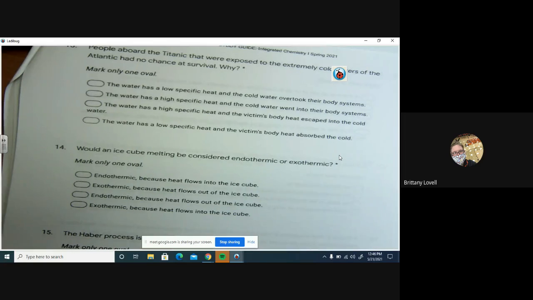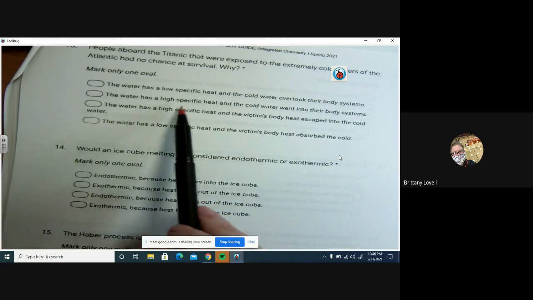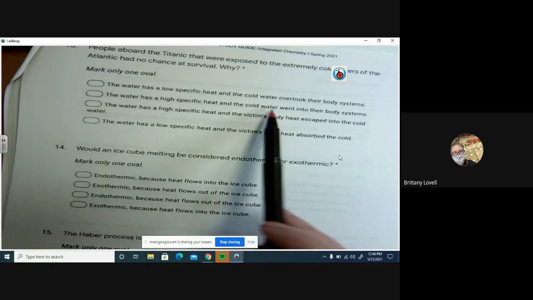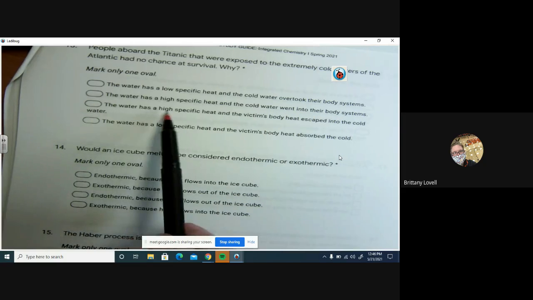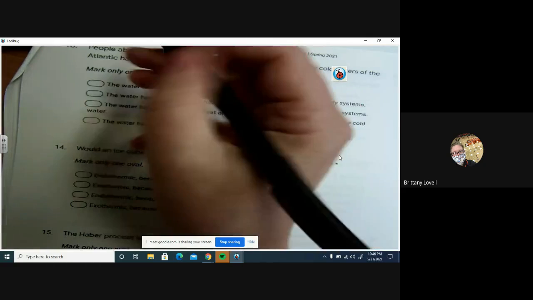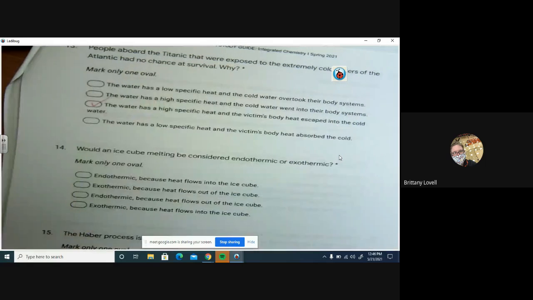Okay, we also know that heat flows from areas of high heat to low heat. So if you're looking at these, it says the water has a high specific heat and the cold water went into their body systems. No, that's not true. The water has a high specific heat and the victim's body heat escaped into the cold water. That's your best choice. Okay, that one right there.